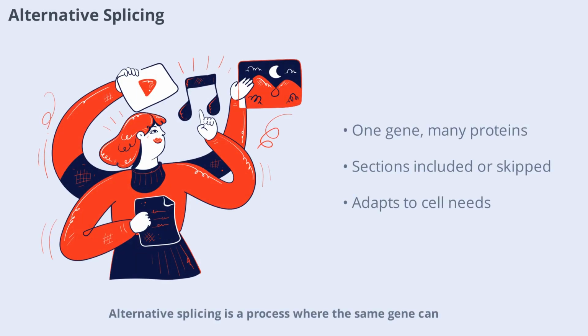Alternative splicing is a process where the same gene can produce different RNA molecules by including or skipping certain sections. This means one gene can lead to multiple proteins, increasing diversity without adding new genes. Cells use alternative splicing to adapt to different needs or conditions. It's a powerful way to expand the genetic toolkit.